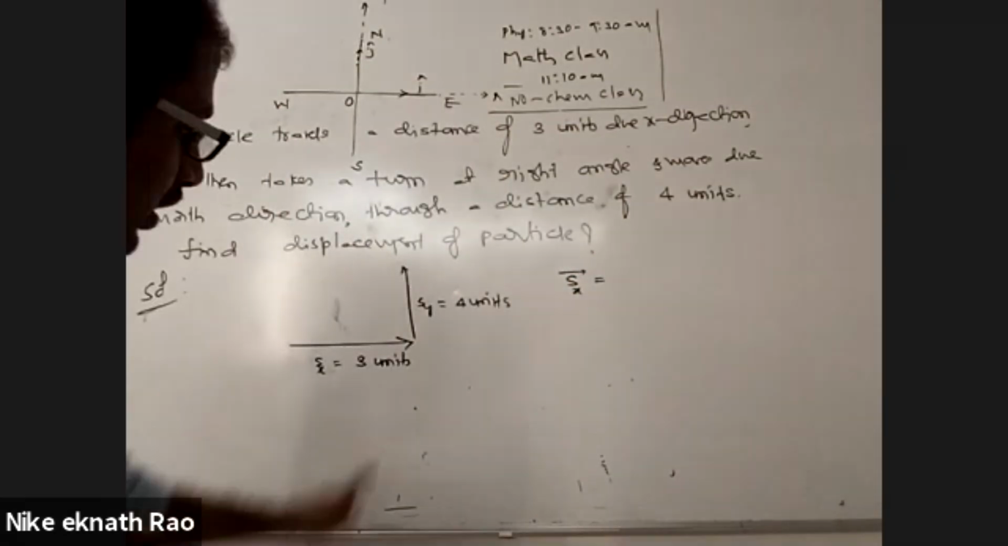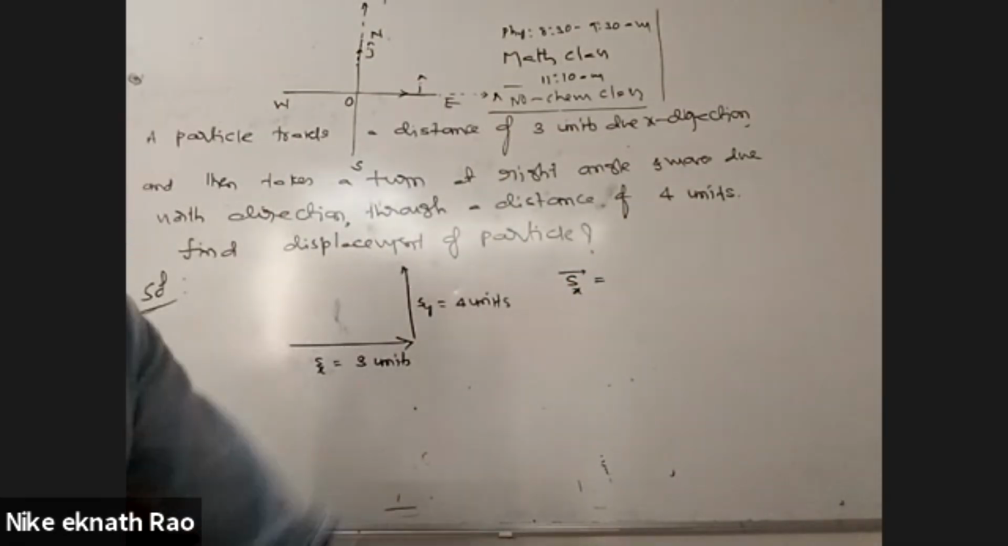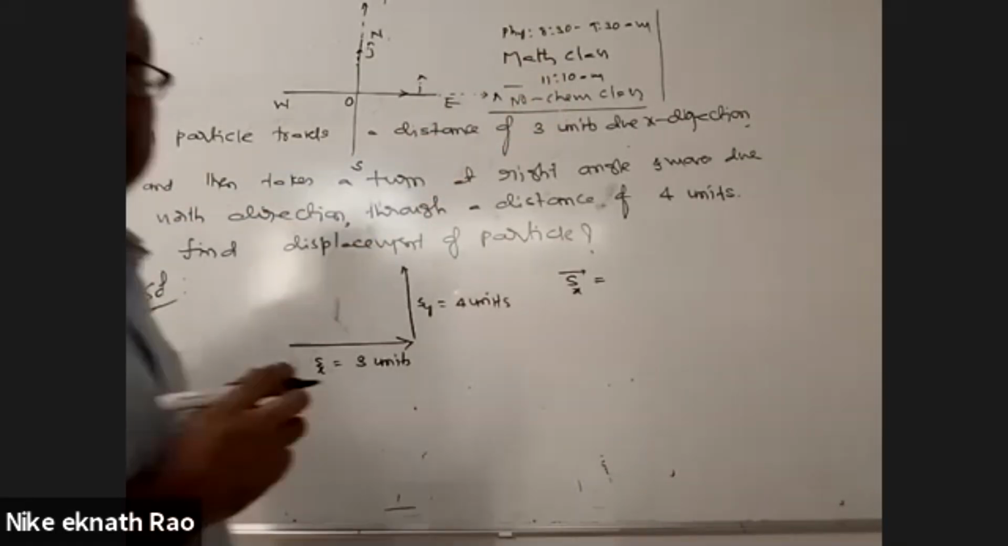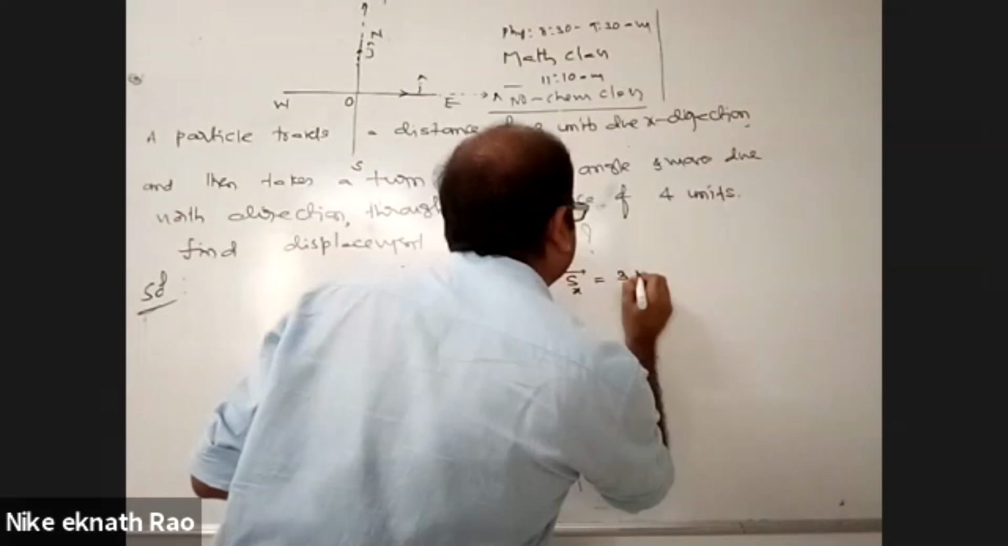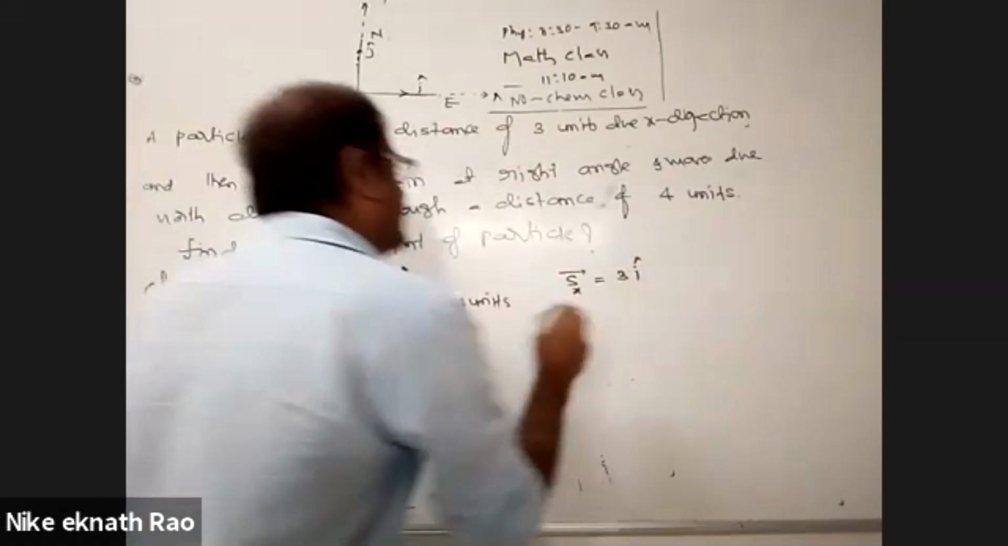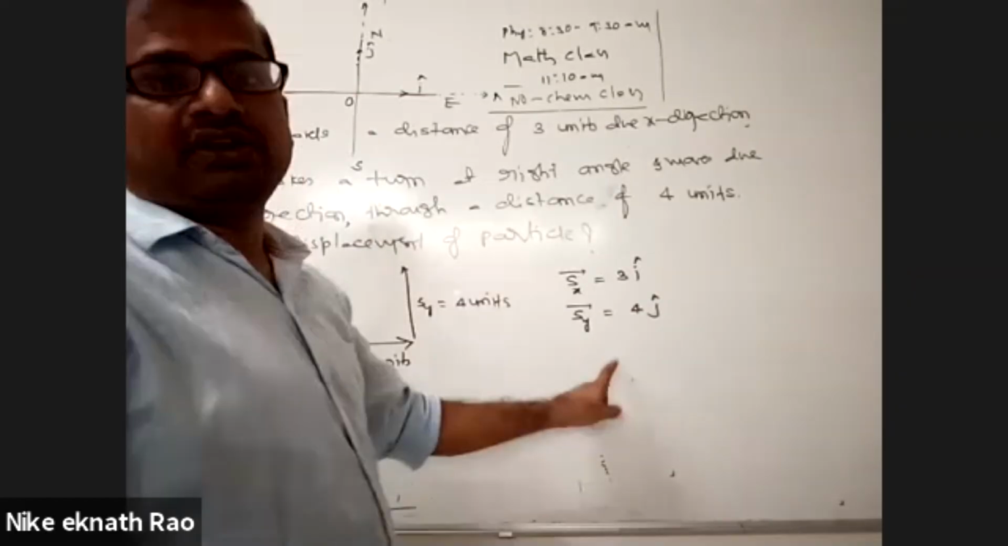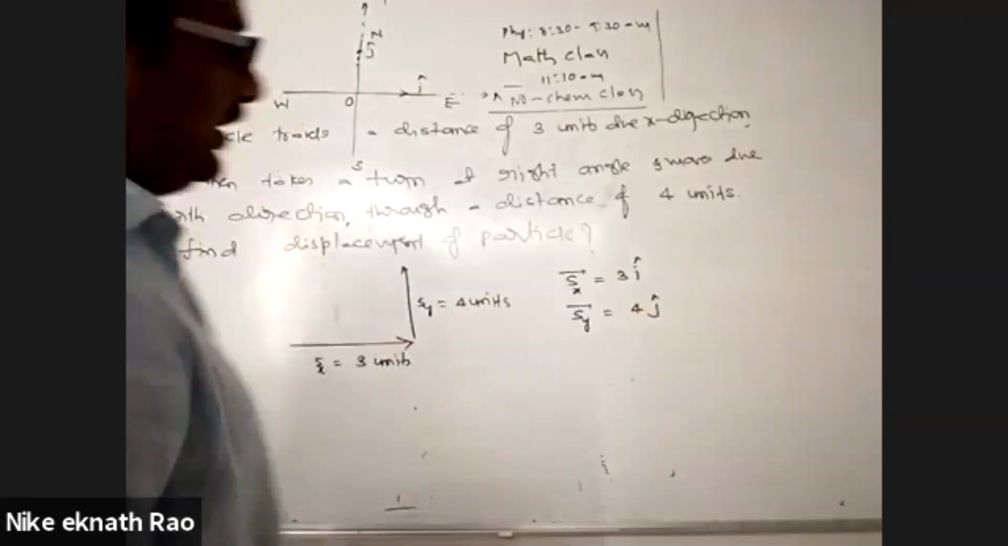How should you write it? Tell me. How to represent this Sx bar now? 3 i cap. Beautiful answer. That is 3 i cap. What about displacement in y direction? 4 j cap. Everyone clear on this? How you have written? Yes, sir. Now, very clear.